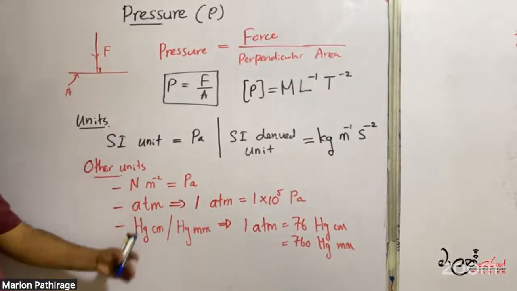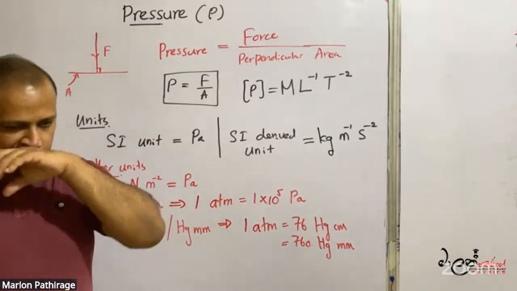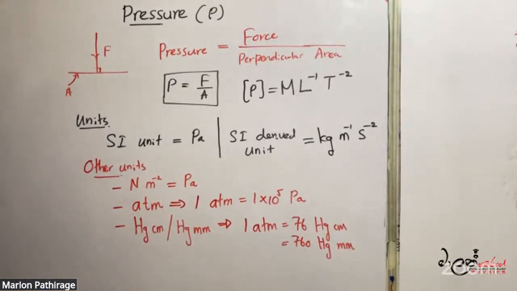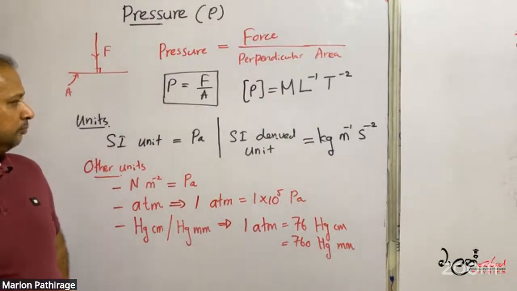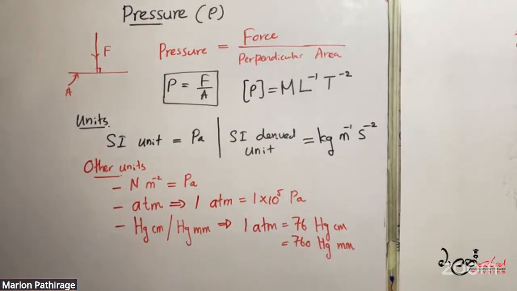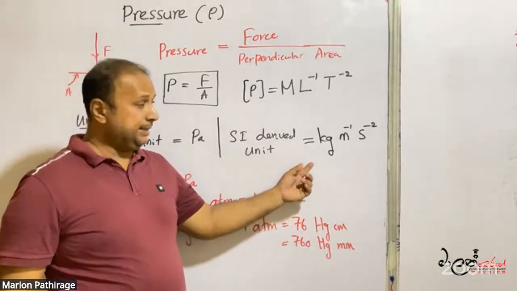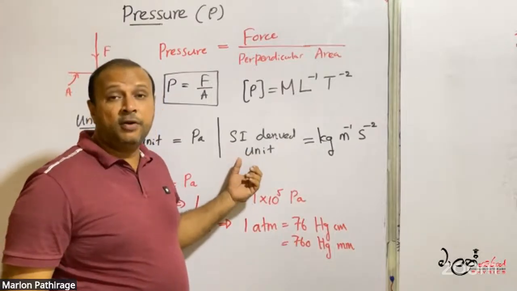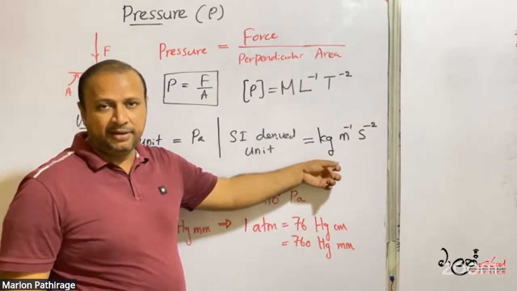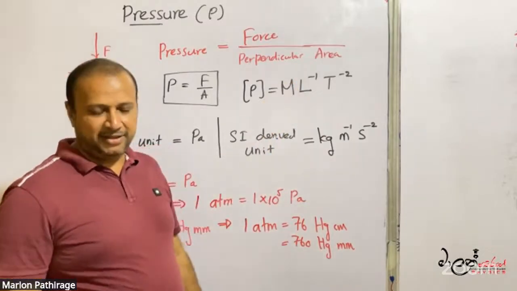Okay, try this one. SI derived format means kilogram meter second format. It can be obtained using dimensions.